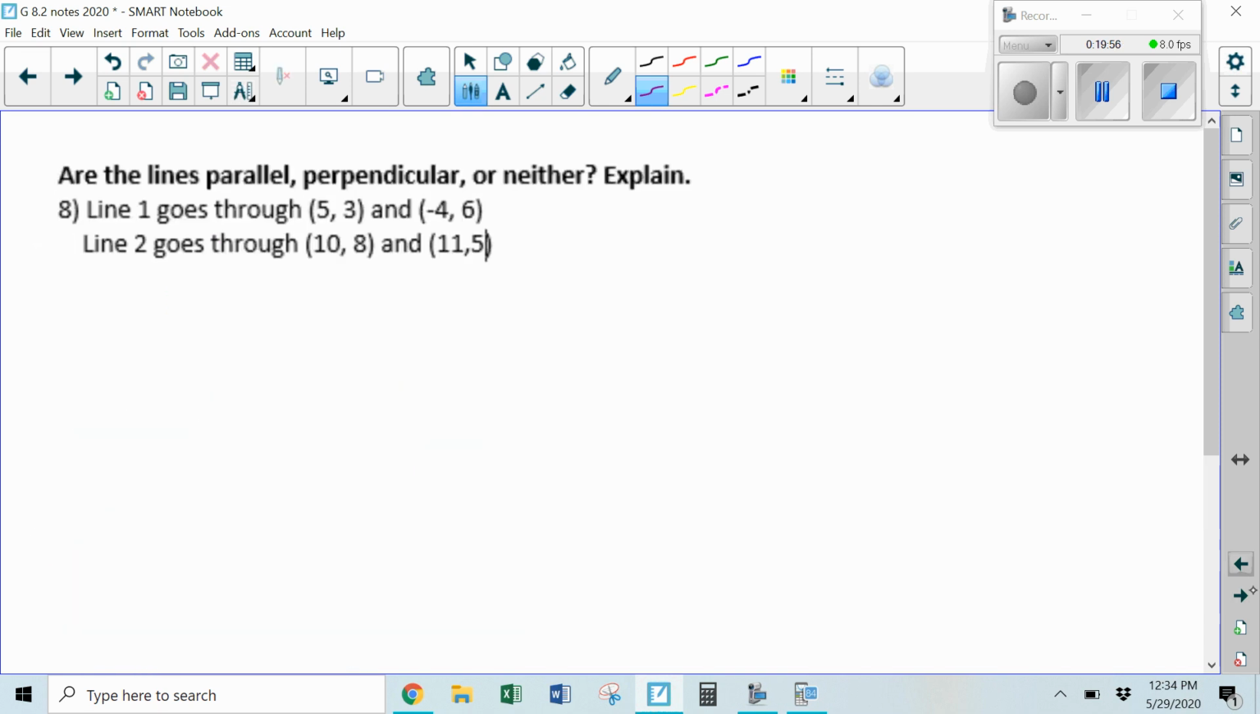Our last question. Are the lines parallel, perpendicular, or neither? Explain. So I have a line 1 and a line 2. Notice there's no graph. You don't need a graph. What do I need to determine if the lines are parallel or perpendicular? I need their slopes. So let's find the slope of the first line.